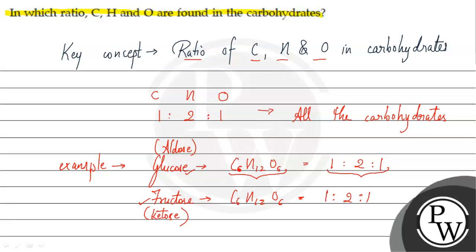So for this question, we have understood in which ratio carbon, hydrogen and oxygen are found in the carbohydrates.